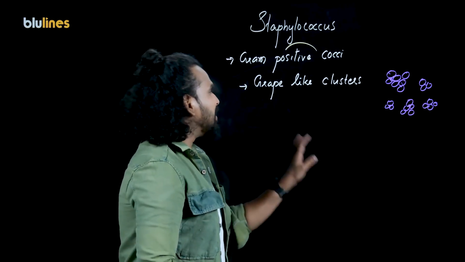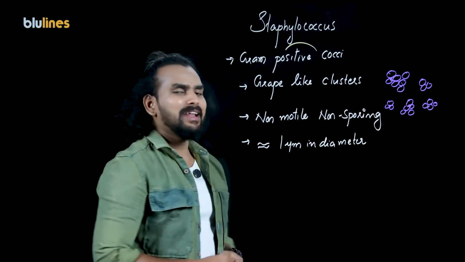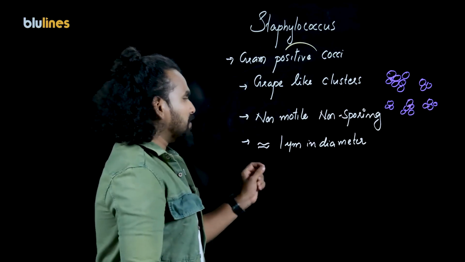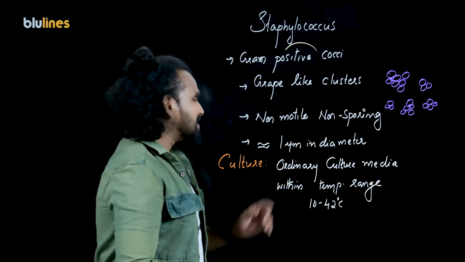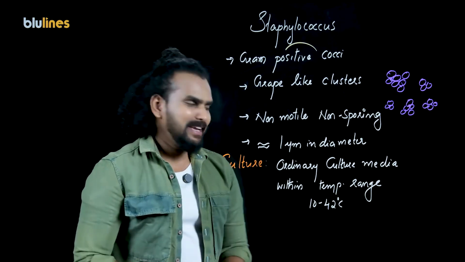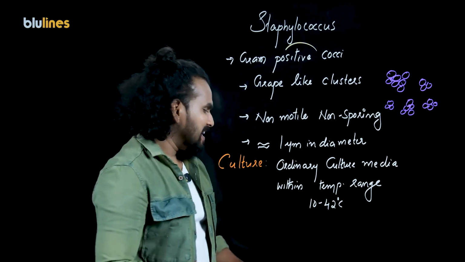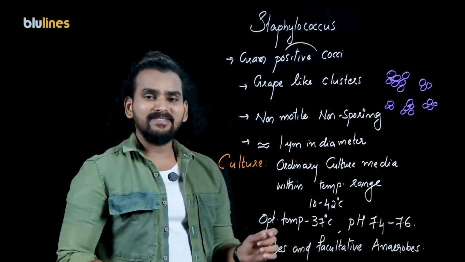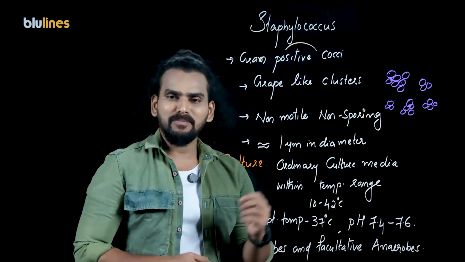Staphylococci are gram-positive cocci and they are observed as grape-like clusters. They are non-motile and non-sporing, approximately 1 micrometer in diameter. And this group of bacteria can be grown in ordinary culture media with a temperature range of 10 to 42 degrees Celsius, and the optimum is 37 degrees Celsius at a pH range of 7.4 to 7.6.